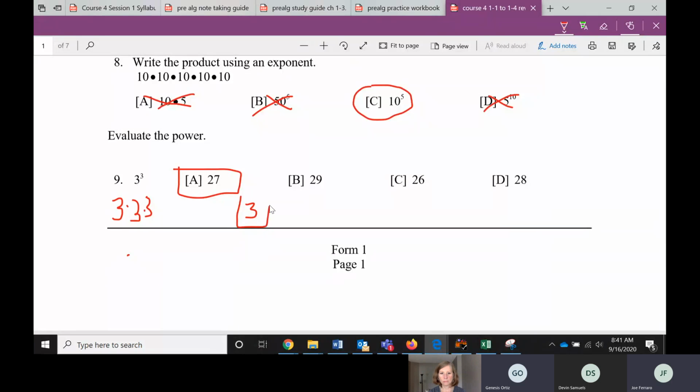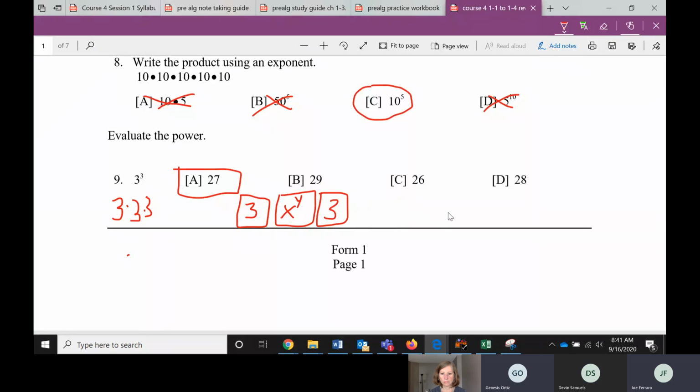3 for the base, so whatever the base is, you'd hit that. You'd find the button that looks like this, and then you hit the exponent. In this case, it's also a 3. So you can't really screw up the order in this one. And then that would also give you the 27.